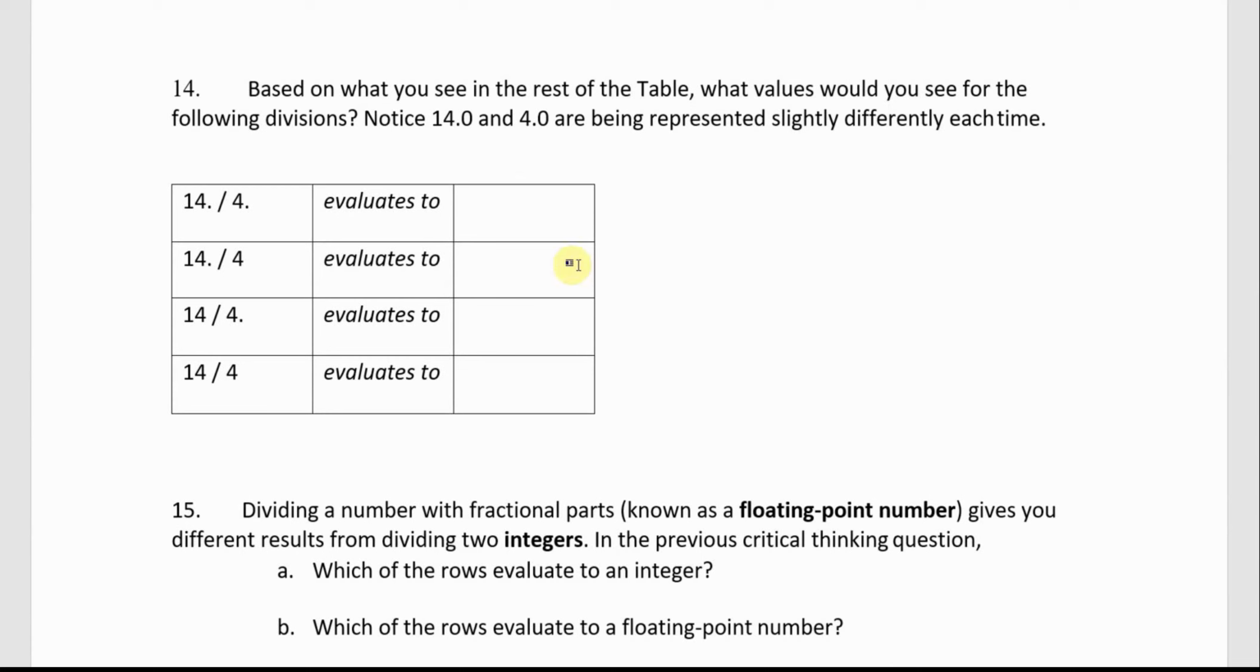Now in 14, the first 3 examples in this table have a decimal point. So the evaluates-to answer over here will be an exact amount. The last one, though, only has integers. So it will only be the integer value. Here's a hint, it's 3, without anything to the right of the decimal.